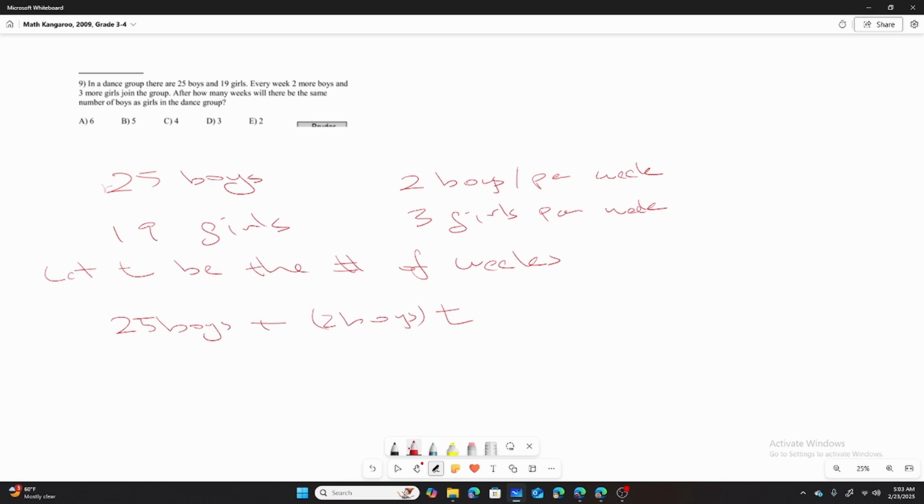Similarly, the number of girls at t weeks would be 19 girls plus 3 girls times t, where t is the number of weeks. There is a value t equals t star, where t star is a constant, such that they have to be equal. So this is what we want to find.